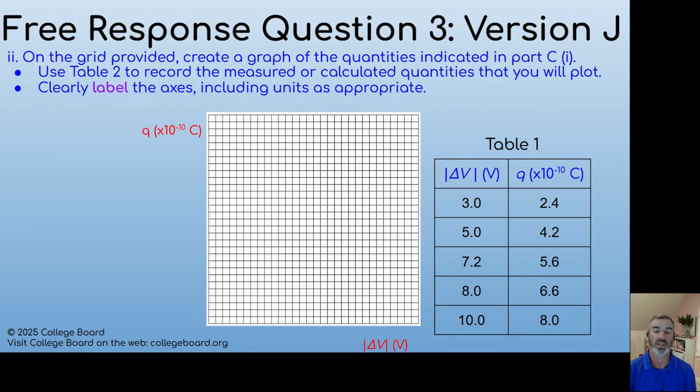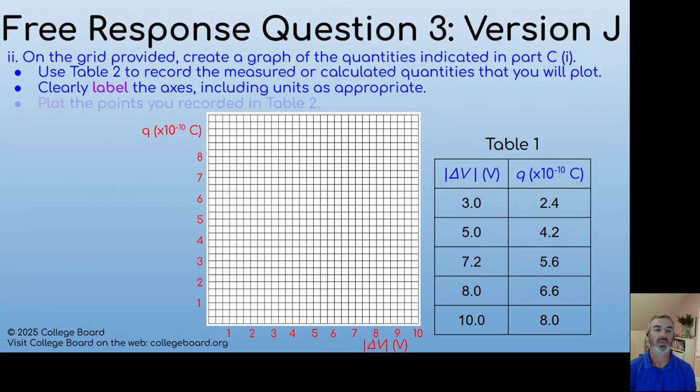Now we need to scale this. We can see that our charge values go from 2.4 to 8, and we've got 30 lines on the left side. So if every third line is a value of 1, that's going to give us 1 through 8, going almost 80% of the way up that graph. And then on the horizontal, we go all the way to 10. Again, we have 30 lines, so we're just going to label every third line with 1.